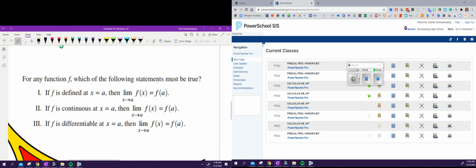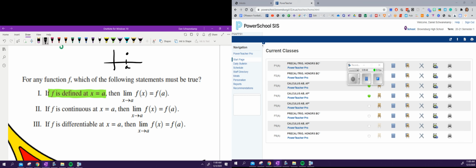Let's do it. If f is defined at A, all that means is there is a point. So if you had A, there's a point. All right, cool. I've got a point. Does the limit have to equal the value if I've got a point on my graph? No, the graph could do this. We talk about that. That's a limit. The point's defined, but the limit is not the same thing as the value. So that one is not a true statement.